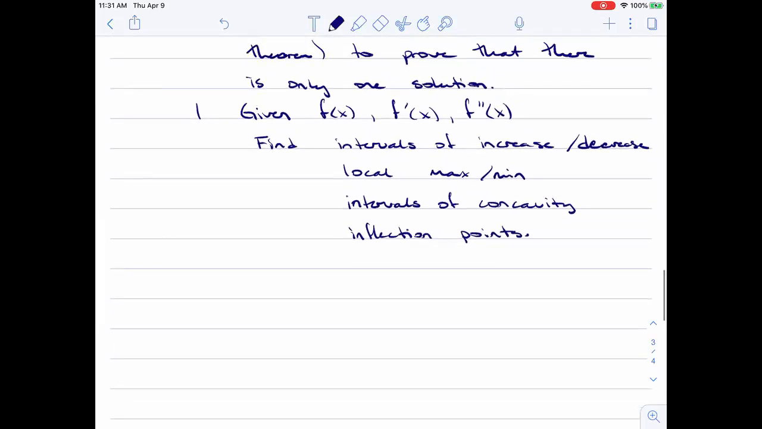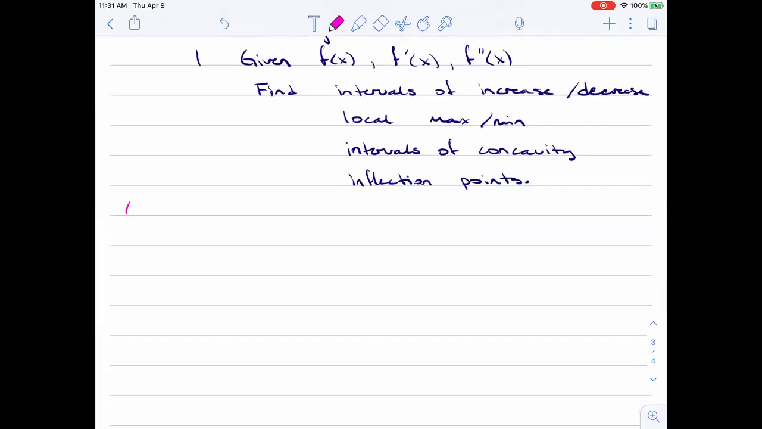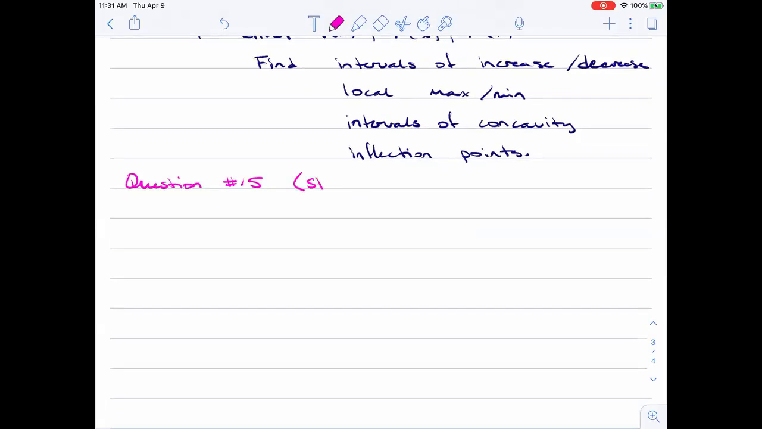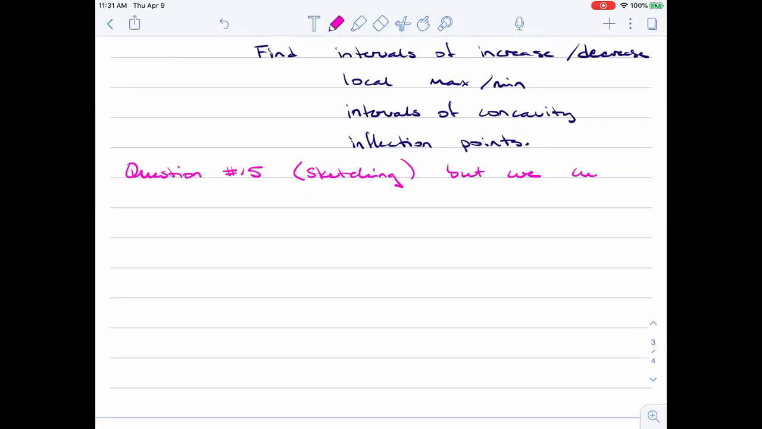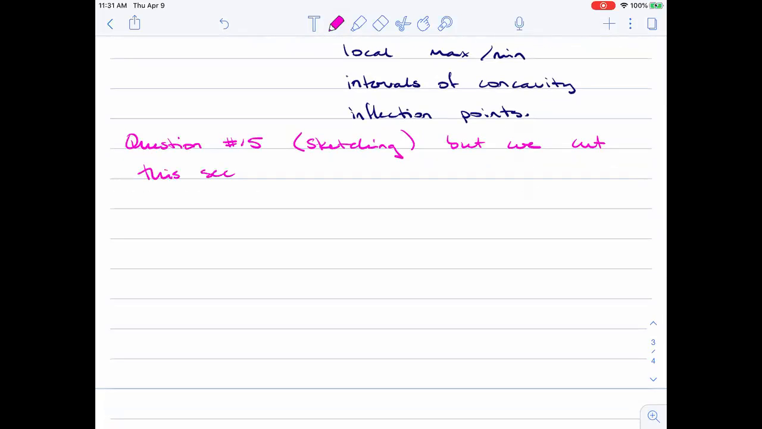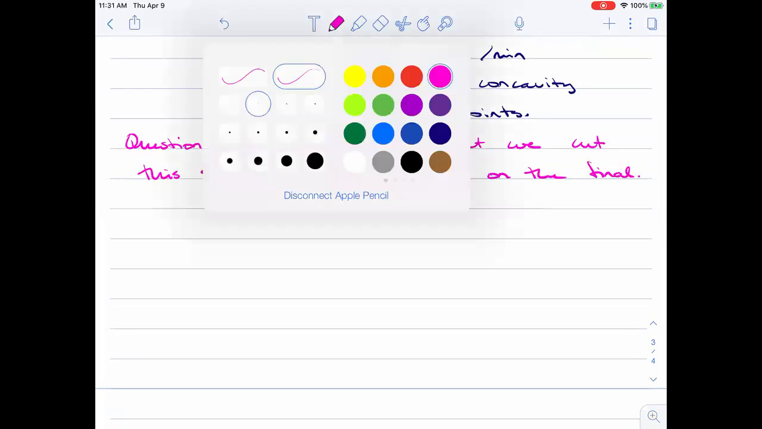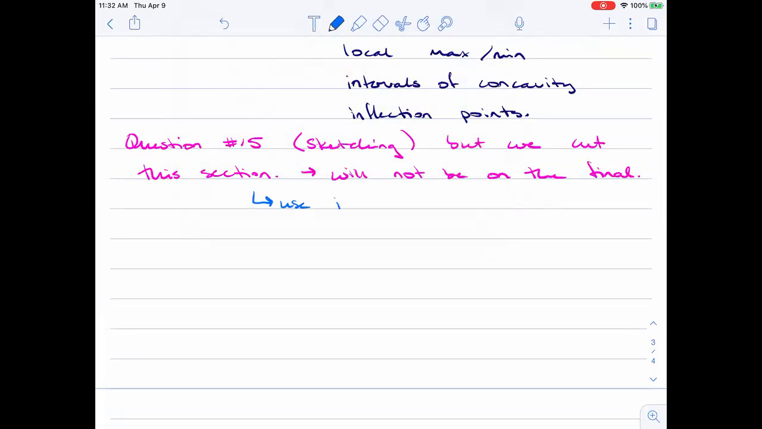So on the practice finals, question number 15 is on sketching. But we cut this section, so it will not be on the final. You can still do this problem, though. I think it would be really good to use it to practice, because you have all the tools. It's just putting it all together to construct the sketch. It's nothing crazy.